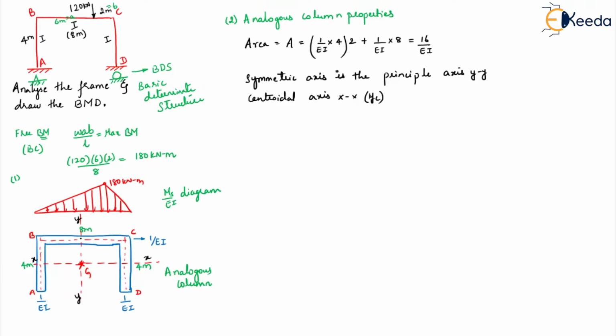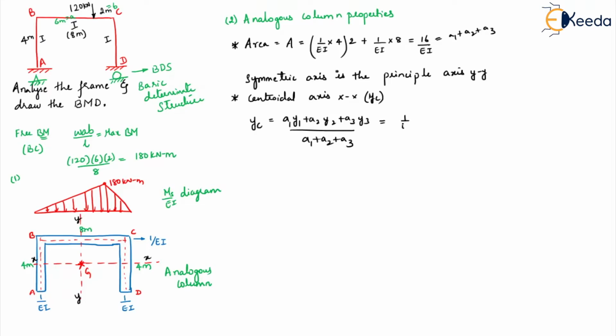What we have to do? The moment of this entire area about BC. We're taking it about BC and dividing it by the total area, we get the YC. Okay, so this is area, now we are doing the centroidal axis. YC will be what? A1 y1 plus A2 y2 plus A3 y3 by A1 plus A2 plus A3. This is nothing but your A1 plus A2 plus A3.